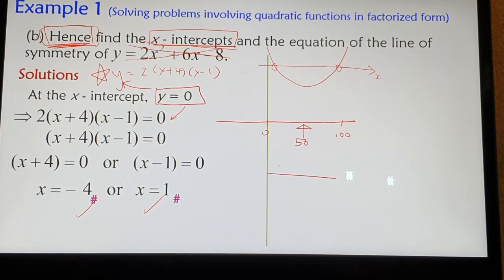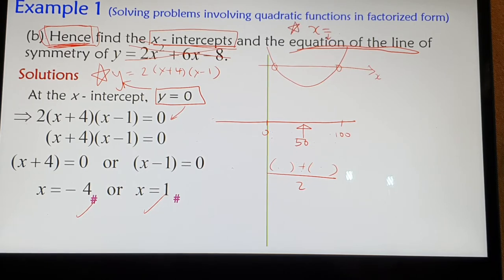It's very simple. We take the two numbers that we want to find the middle of. We add them up together, divide by 2. That would be the middle number. Okay? And because the equation of the line of symmetry, take note, is always x equals something. That's why it's called an equation. Can you copy this now?